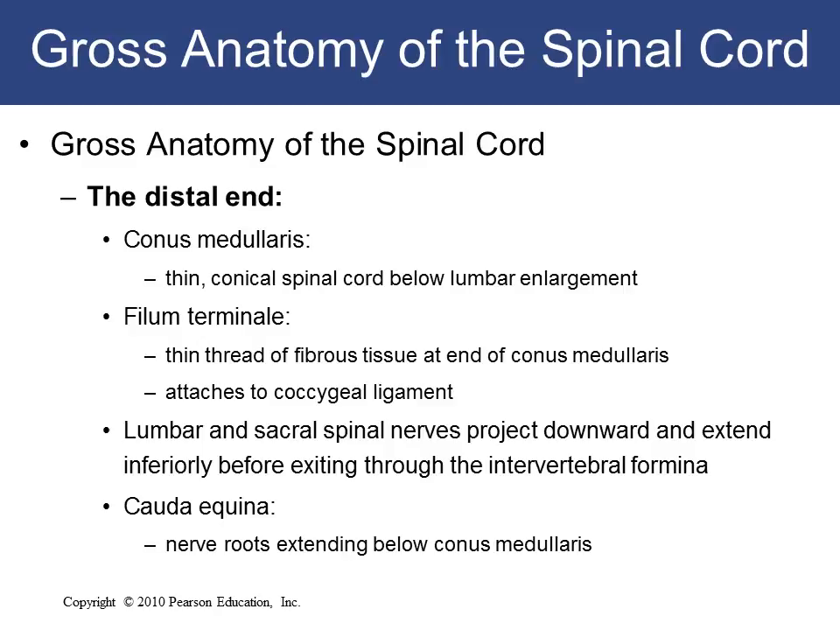Also, the lumbar and sacral spinal nerves project downward and extend inferiorly before exiting through the intervertebral foramina. And below the spinal cord, these nerves are called the cauda equina. So all the nerve roots extending below the conus medullaris are called the cauda equina.